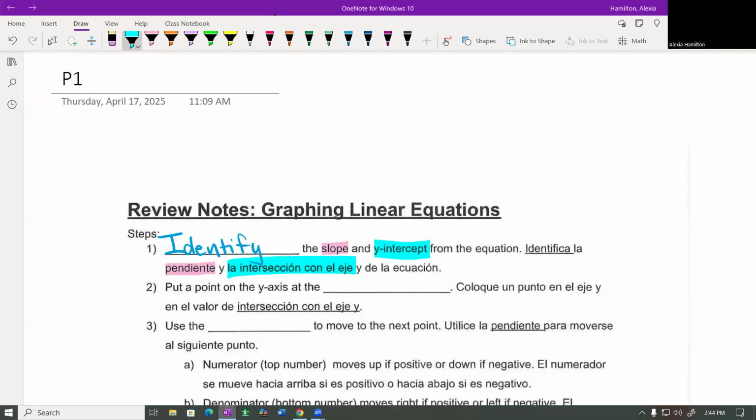Yeah, because it makes a difference. So I probably should not have written identify in blue. Let's go with a color that I won't use. There we go, identify.